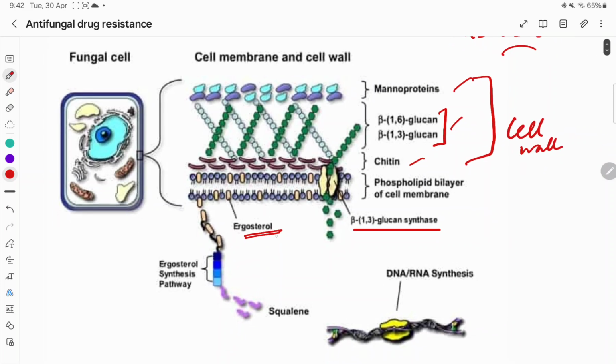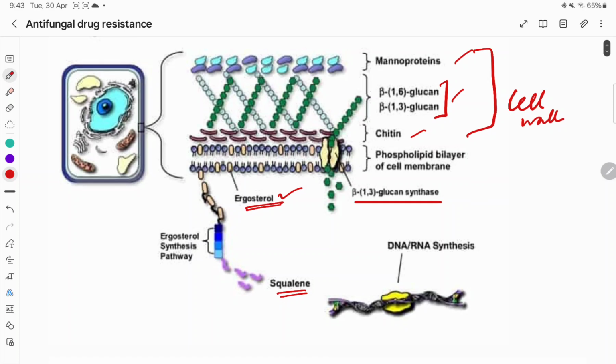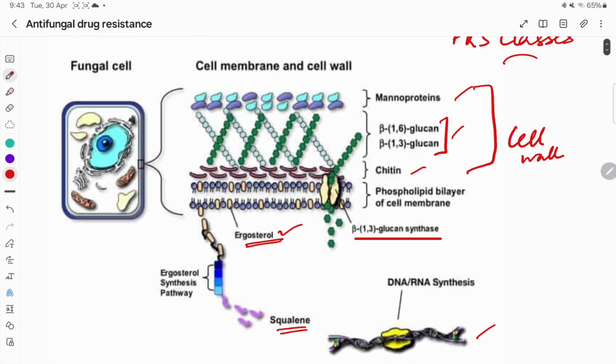and ergosterol is the chief constituent of the fungal cell membrane, and ergosterol is synthesized from squalene. And in the nucleus there is nucleic acid, so the antifungal agents can target the beta-1,3 glucan synthesis or the ergosterol biosynthesis or ergosterol itself and the DNA or RNA synthesis.